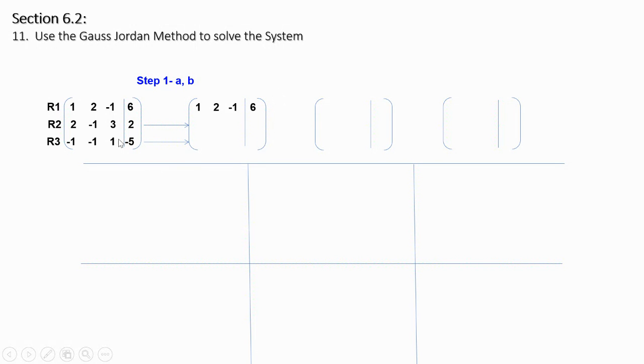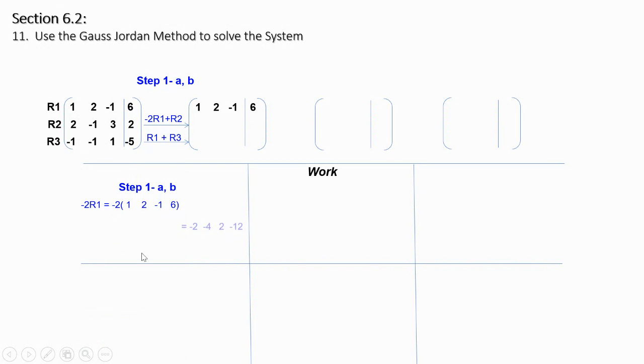So again, the rule is that the 2 on row 2, the first column must be a 0 and also the negative 1. So I'm going to multiply negative 2 times row 1 and add it to row 2. And since row 1, the first column is already a 1, and row 3, the first column is already a negative 1, all I do is just add those 2 rows. And here's my work.